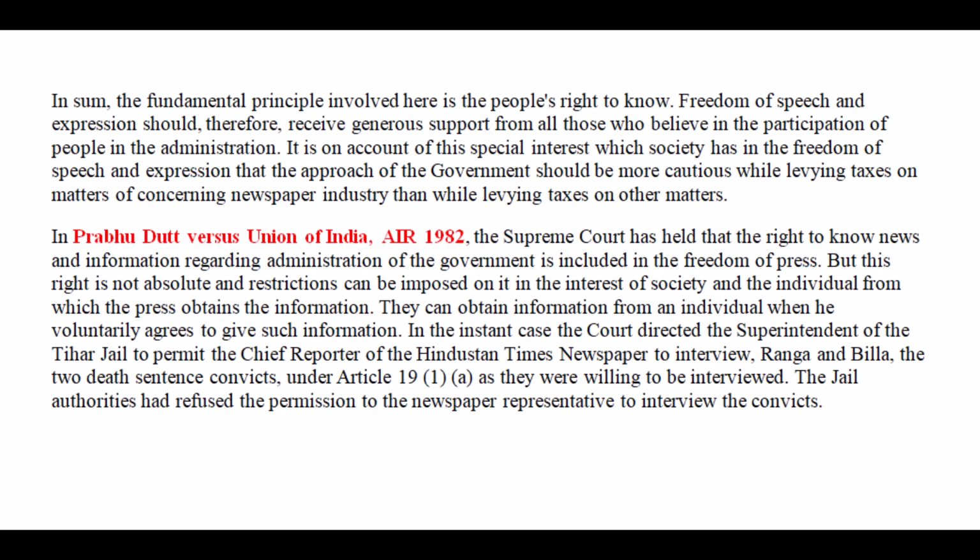In the instant case, the court directed the superintendent of the Tihar jail to permit the chief reporter of the Hindustan Times newspaper to interview Ranga and Billa, the two death sentence convicts, under Article 19(1)(a), as they were willing to be interviewed. The jail authorities had refused the permission to the newspaper representative to interview the convicts.